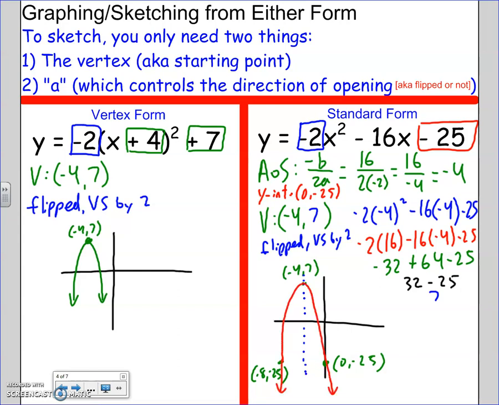Alright, so actually they're the same equation, but you see on the right side, standard form gives us more information. We learned the y-intercept, and the other point, the reflection of the y-intercept, but there's a lot more work. There's a lot more on the right side than on the left side. But if I just want a simple sketch, all I need to know is the vertex and whether the U is going up or down.